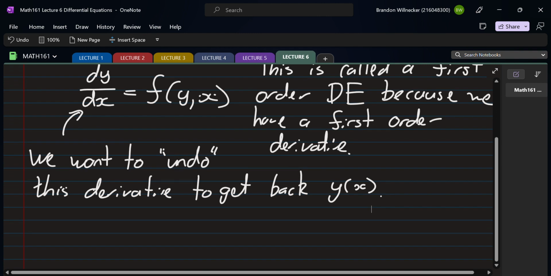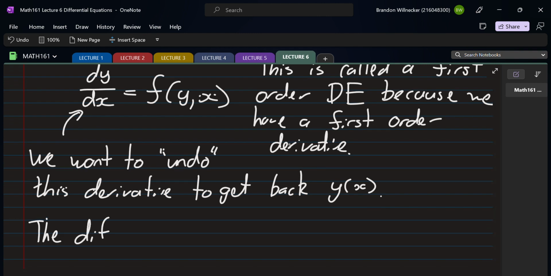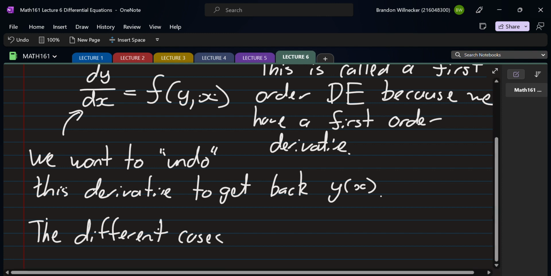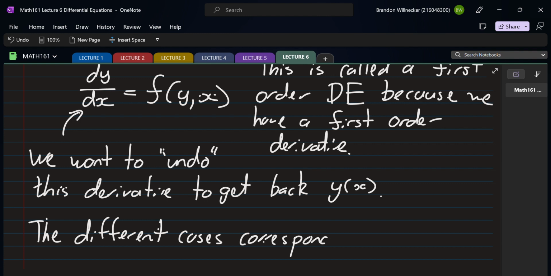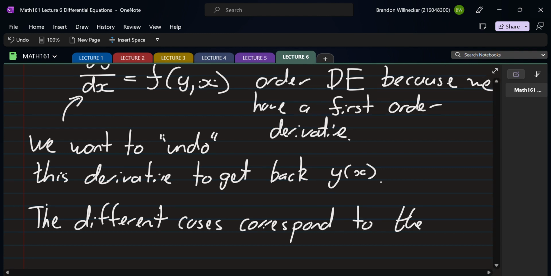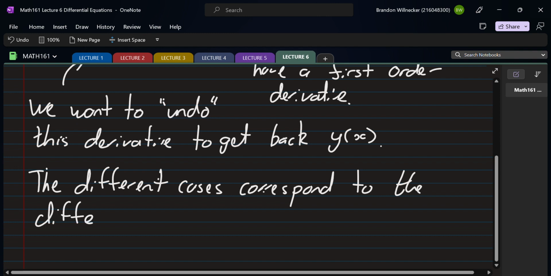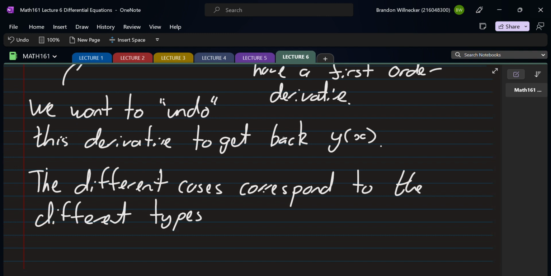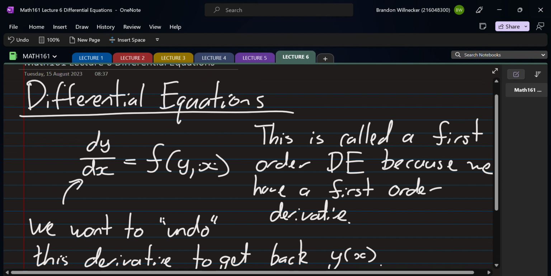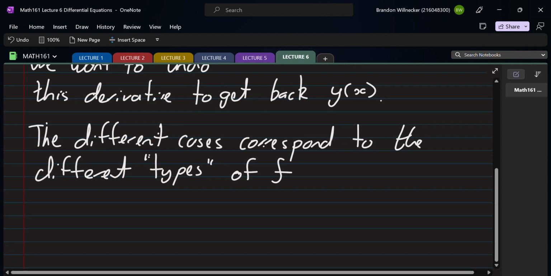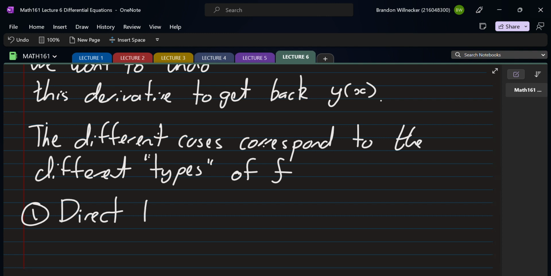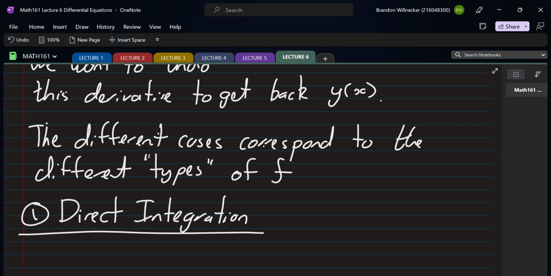Okay, so the different cases correspond to the different types of f that we will see. Depending on what this function looks like, we're going to have to use different methods to undo this derivative. So the first case, or the first method, is called direct integration. Okay, so this is the simplest form.